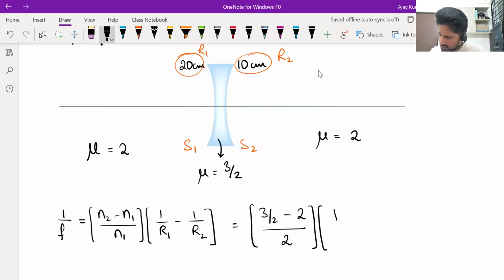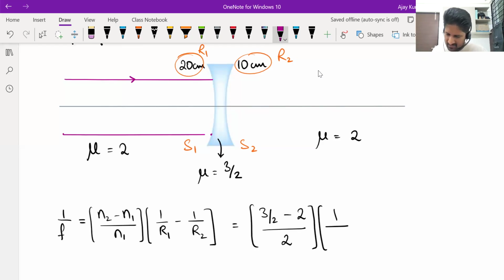into. Rishi, tell me, how much will you substitute R1 as? 20 only, sir. Why? Sir, because the incident rays are moving from the left to the right. Incident rays are moving from left to right, so based on that, you will decide which is positive. R is radius of curvature. No, radius is a distance from where to where. So you are saying just because the incident rays are like this, R1 will always be positive, irrespective of whether the lens is concave or convex? No, sir. No, no, it depends on the curvature, no?